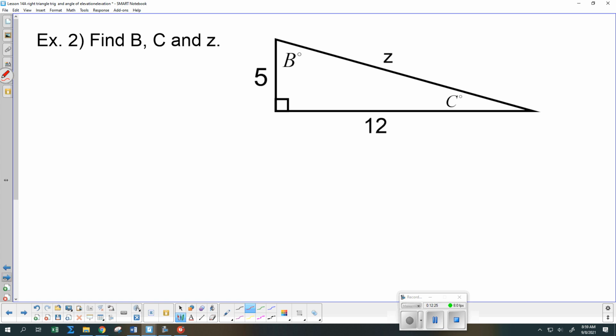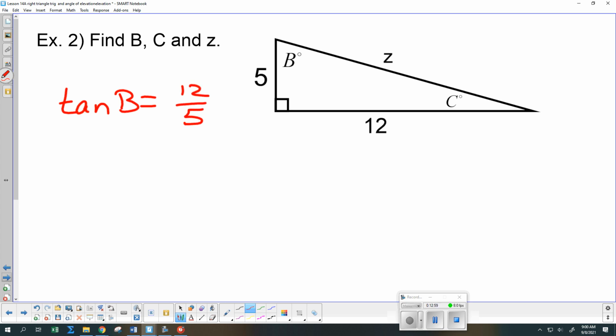This one's a little bit different because I don't know either of those acute angles. So, anybody have an idea of what I am going to do? Ellen? You're going to do tangent of B, tangent of C. Okay, so I can write down tangent of B is opposite over adjacent, 12 over 5.